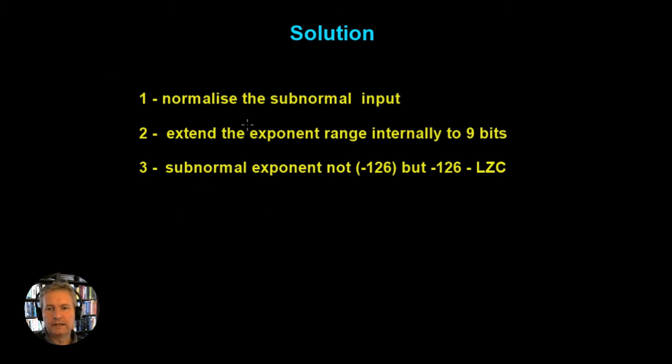And this normalising the subnormal numbers and extending the exponent range by an extra bit tends to be the preferred option, and that's the option we're going to continue with in the rest of the videos on the multiplication.